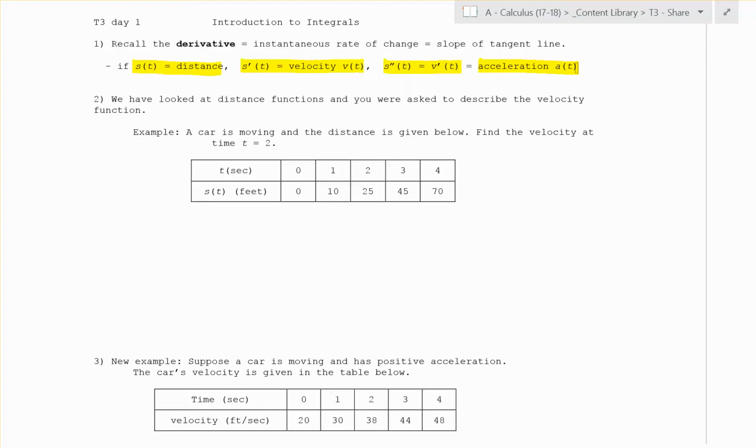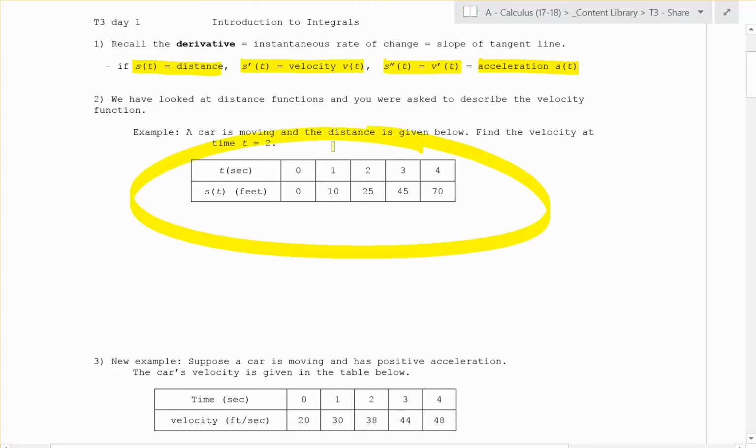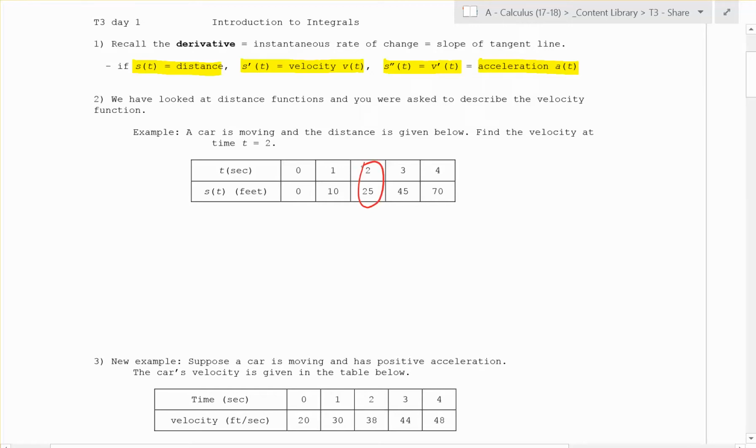So let's say we had this table right here, and we wanted to find the velocity at time equals 2. At this instant right here, what's the velocity of this car? We can do this a couple of ways, and the way we're going to do it right now is to find the velocity from 1 to 2, the velocity from 2 to 3, and then average them. That's one way to do it.